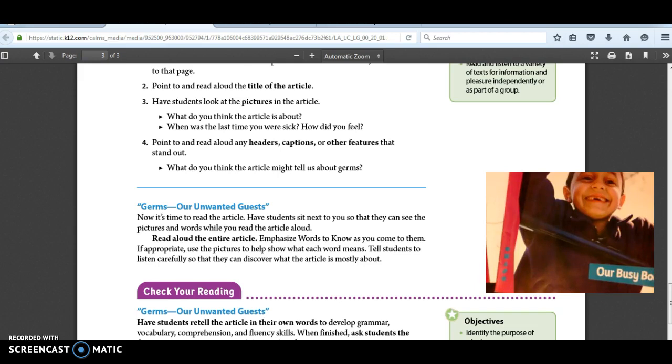Tell students to listen carefully so they can discover what the article is mostly about. Tell them that you're going to be asking them questions when you finish reading the article to them. So at this point, we'll pause for you to read the article to them.